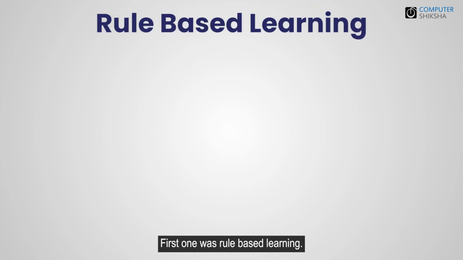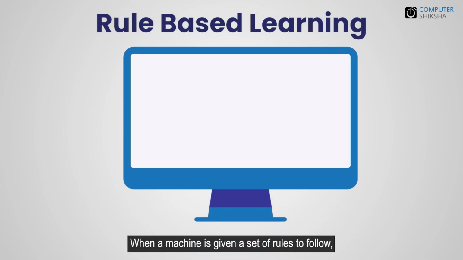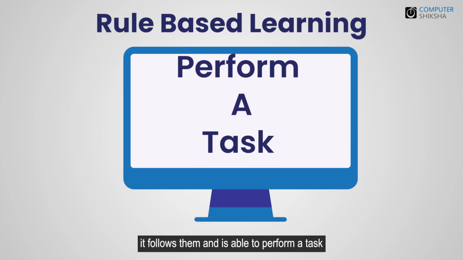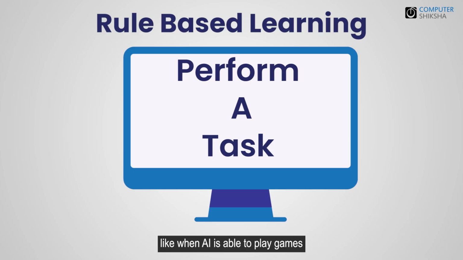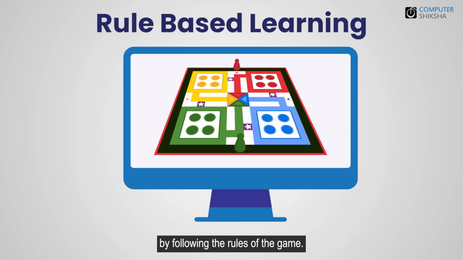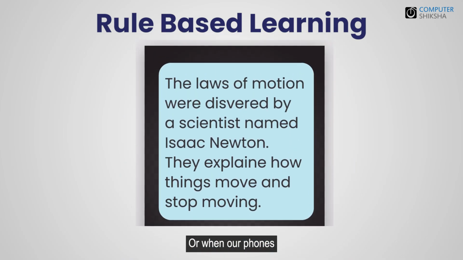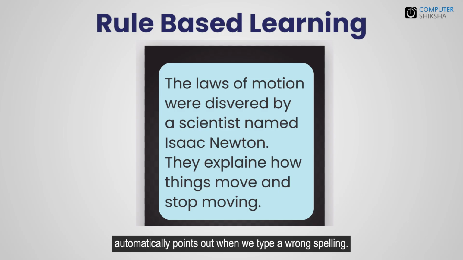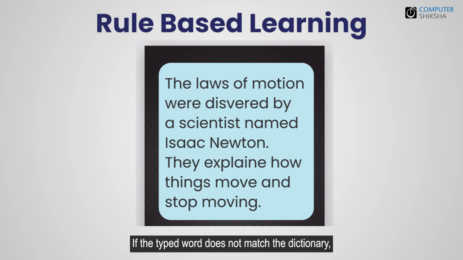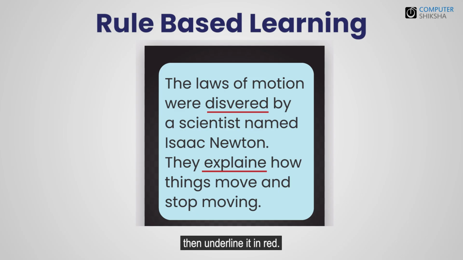First one was rule-based learning, where a machine is given a set of rules to follow. It follows them and is able to perform a task. Like when AI is able to play games by following the rules of the game. Or when our phones automatically point out when we type a wrong spelling. It follows two rules. One, if the typed word matches the dictionary, then do nothing. Two, if the typed word does not match the dictionary, then underline it in red.